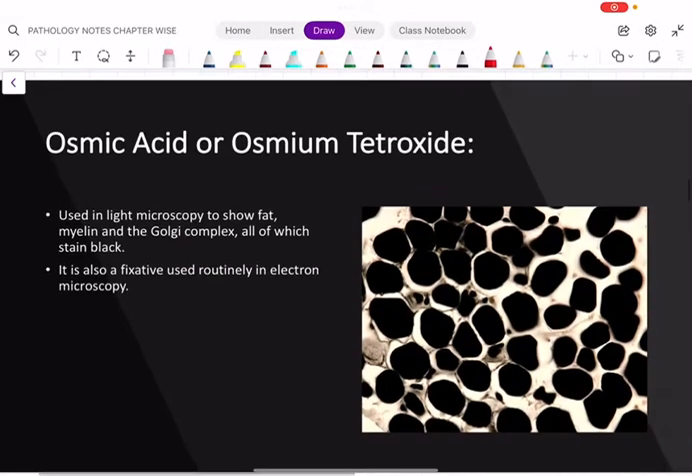Once that is done, we have another stain for the lipids. Again, this is a stain for the lipids.